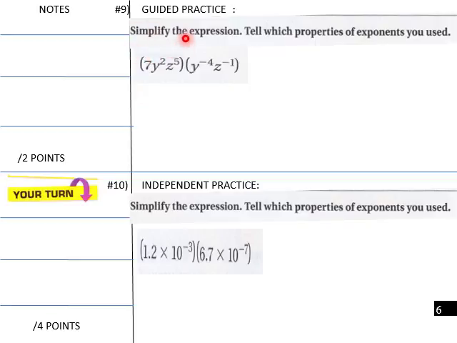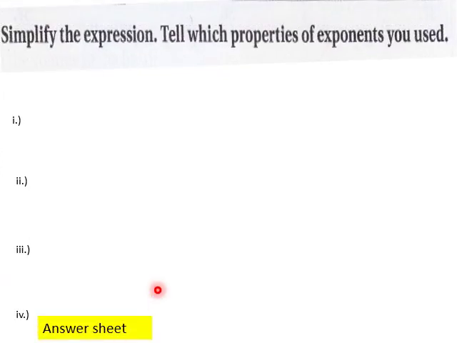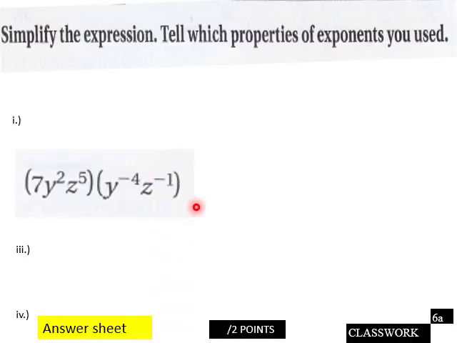So into a guided practice, simplify this expression. Students, this is yours down here. You have a scientific notation problem here. You've had practice with this by now. So we're going to do our guided practice. Write this down as part of your classwork.